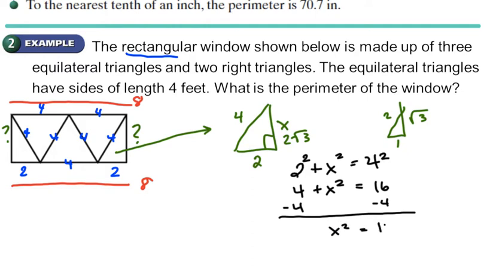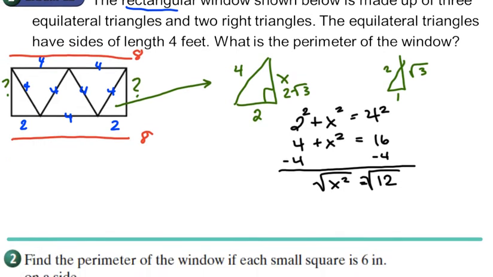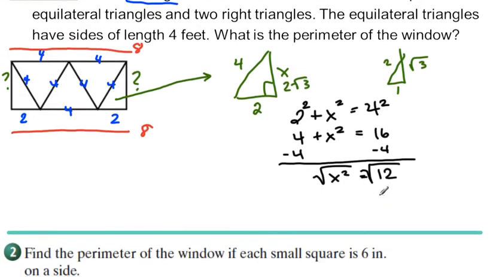X squared is 12. Square root of both sides, and we know that factors of 12 are going to be 4 and 3. The square root of 4 is 2, so we have x equals 2 root 3. Look how knowing this property here saved so much time. And again, it's not a big deal except for when you're doing an ACT or another timed test where time is of the essence. So this would be 2 root 3, and this over here would be 2 root 3.